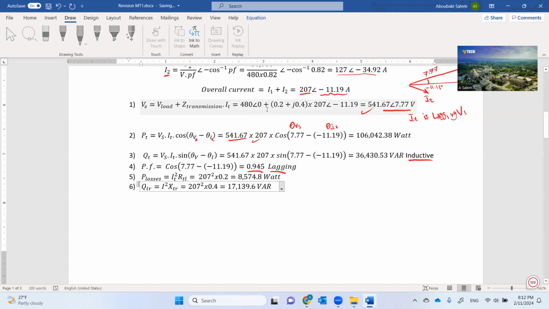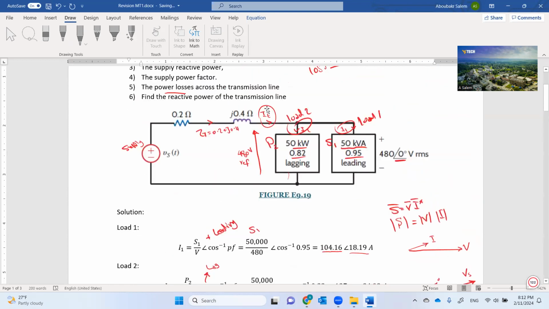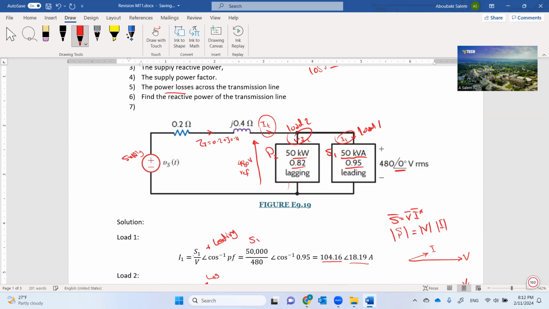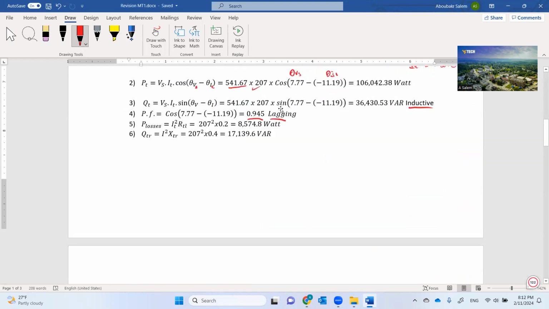I can add one more question. I'd like to calculate the complex power. So part 7, calculate the complex power of the source. Complex power means volt ampere. So this can be calculated in many ways.